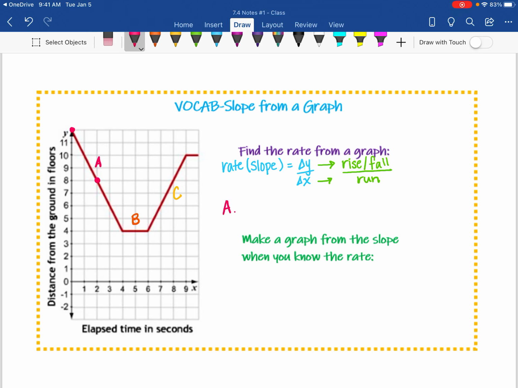Okay, and then we're going to start at the point on the left. So I'm going to start at this point. And I'm going to see if I'm rising or falling to meet my next point. And I'm falling. So I'm falling 1, 2, 3, 4. So because I'm falling, I'm going in the negative direction. So I'm going down 4. And I'm running right 2. Okay, so when I go to find the slope or the rate of part A, my rate is -4 divided by 2, which equals -2 floors per second.